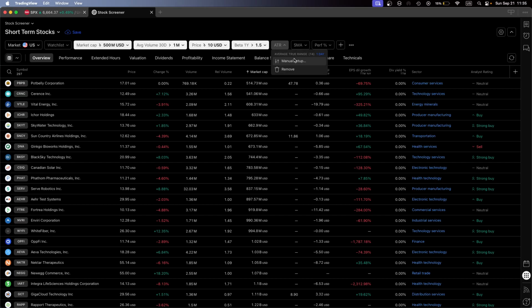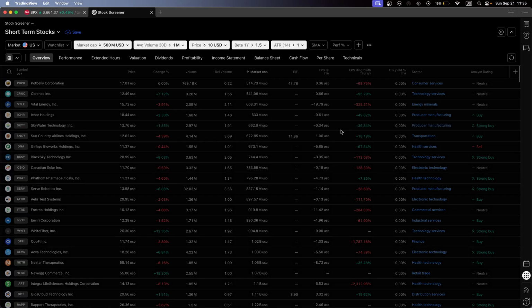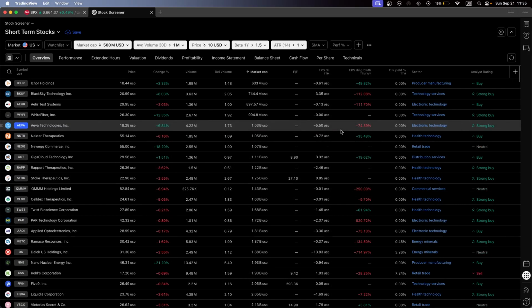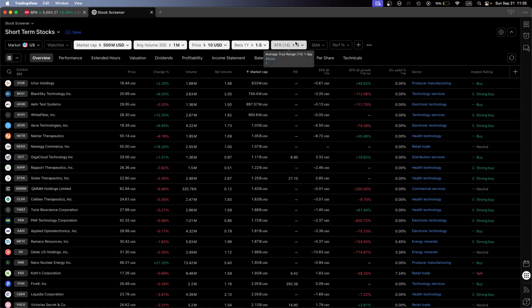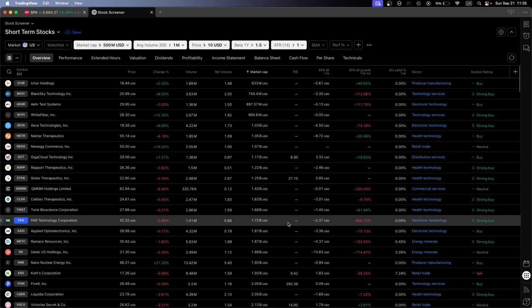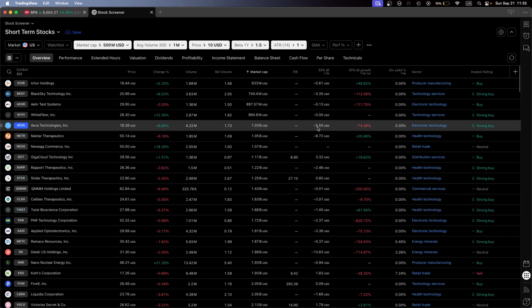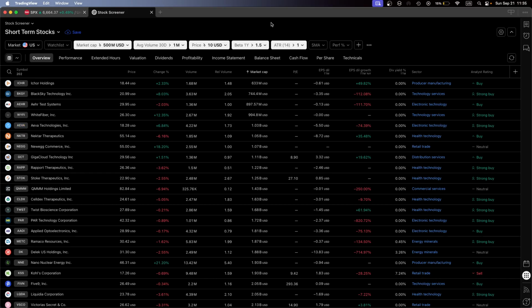Next is ATR. ATR is average true range. For average true range we chose above 1. This is basically measuring the average daily price range in dollars. So an average true range of $1 means that you are ensuring the stock has a large enough daily range between its high and its low to enter and exit and make a profit.